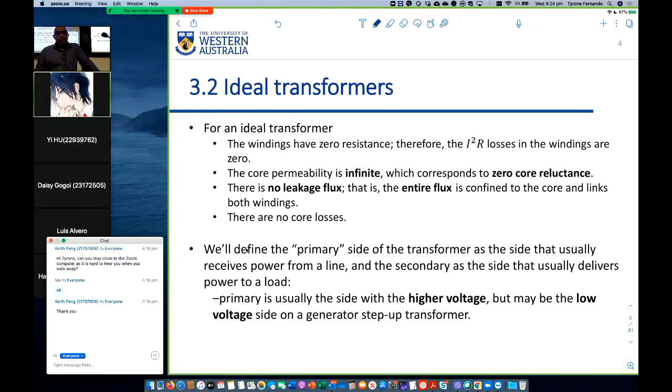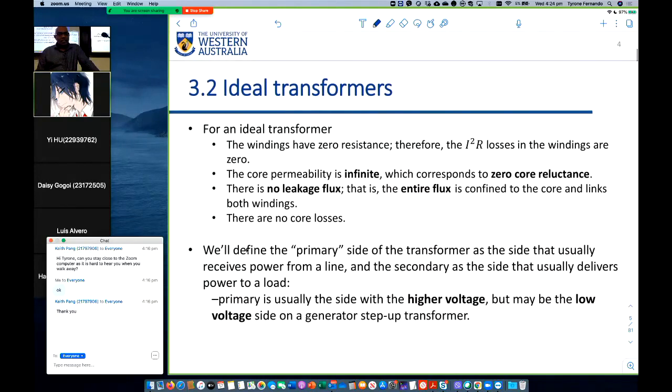So we'll define the primary side of the transformer as the side that receives power from a line, and the secondary as the side that usually delivers power to a load. We just assume that. Primary is usually the side of the higher voltage, but may be the low voltage side on the generator step-up transformer. So at the generator side, we have a step-up transformer. In that case, the primary will obviously be the low voltage side.